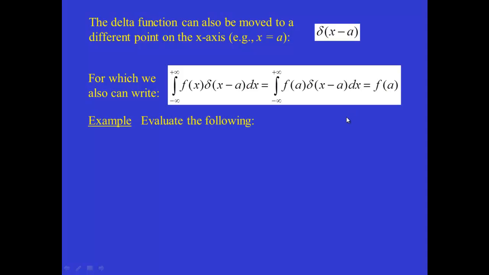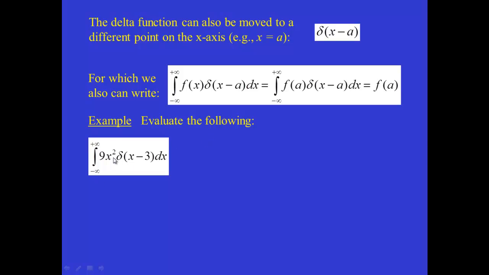Here's an example using some of these properties for an expression involving a one-dimensional delta function. What would you make of this expression? 9x squared delta of x minus 3 dx integrated over all values of x.